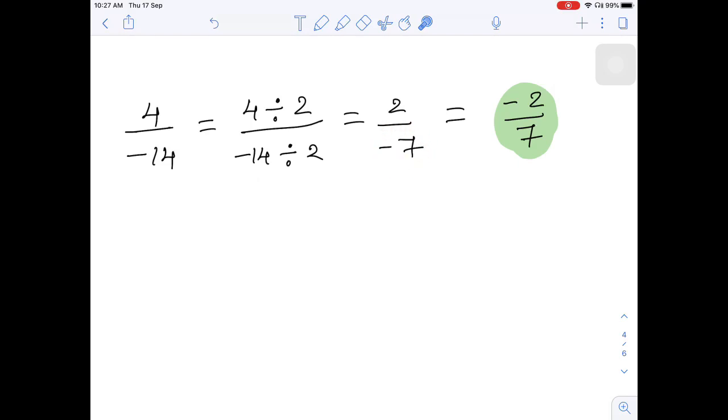Okay, so now this number is in lowest form, but we don't want this denominator negative. We want the denominator as positive. So what we will do? We'll keep this minus sign here. So it will become minus 2 upon 7. Now if you look at this number, it is in lowest form also, and the denominator is also positive. Since it is in lowest form and the denominator is positive, we can say that this number is written in standard form. Okay.